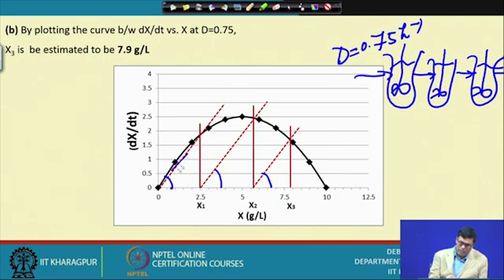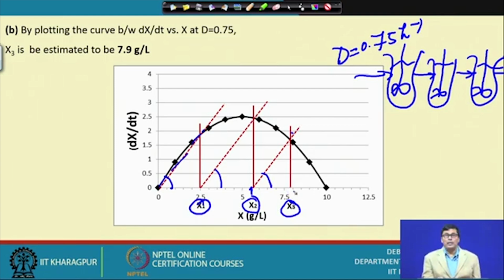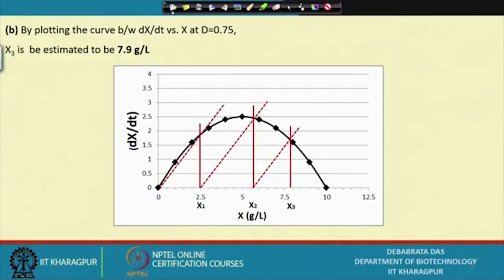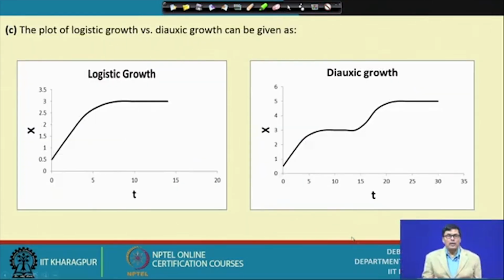So this same angle that we maintain means 0.75 dilution rate. Here we have the value of x1, and then here we have the value of x2. This is the point that we have, and here we have the value of x3. So graphically we can easily find out the concentration of the cell mass after the third reactor in series under steady state condition. Now, if you go to the last part of this problem, what it is saying is that we are talking about diauxic growth of the organism.